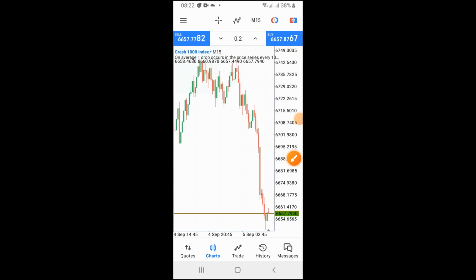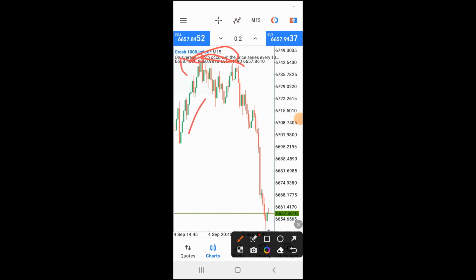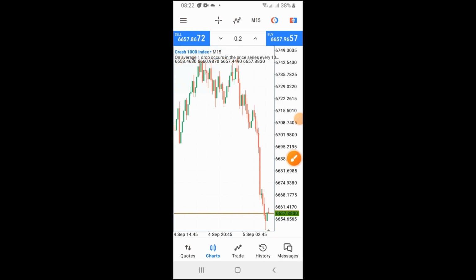As you can see, this is the Crash 1000 Index on the 15-minute time frame. Now you can see the movement of the crash. The Crash 1000 Index is descending, crashing heavily at the time that I'm making this video. So how are you going to trade Crash 1000 at this particular time, or whenever you come across this kind of structure that you are seeing right now?